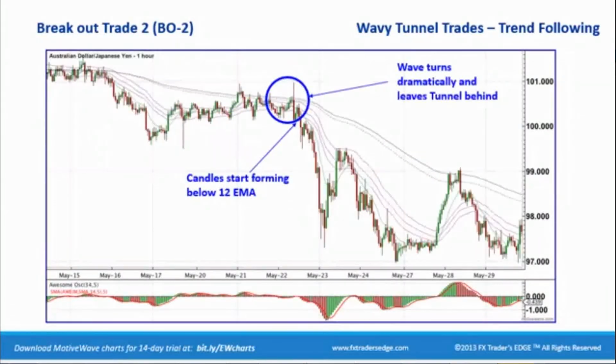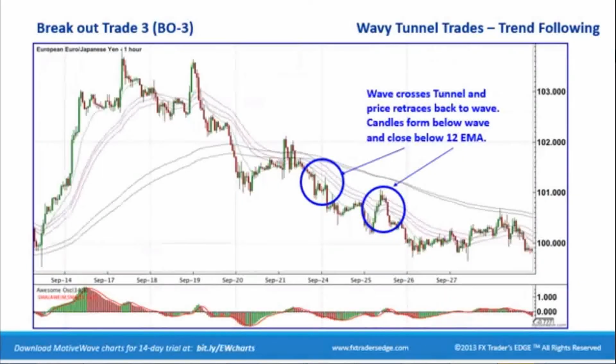Breakout trade 2 is when the wave turns dramatically and leaves the tunnel behind. Said differently, the trend is down in this example, and price retraces to the tunnel as the wave and the tunnel come together. When price bounces off the tunnel and the wave separates from the tunnel, that is time to enter short in the case of a downtrend. That is the breakout 2. Notice that this trade is merely getting into the trend again after a correction. The correction could be a wave 2, 4, or B.